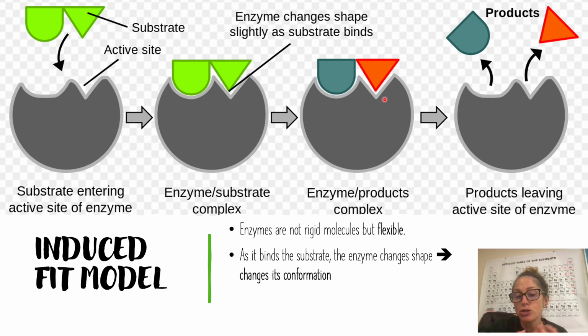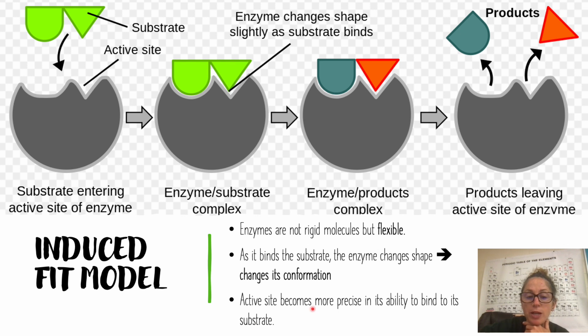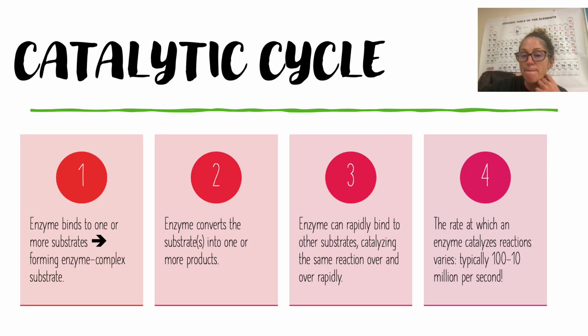This allows for a much stronger, tighter fit, and the enzyme will then do its job, and in this case, it's breaking this substrate apart. There are times when it's actually taking in two parts and bringing them together, so that can happen as well. The active site becomes more precise in its ability to bind its substrate. After it is bound, it changes its shape a little bit, and it has a better hold on its substrate. That's the induced fit. Binding to the substrate induces a change in the shape of the enzyme.